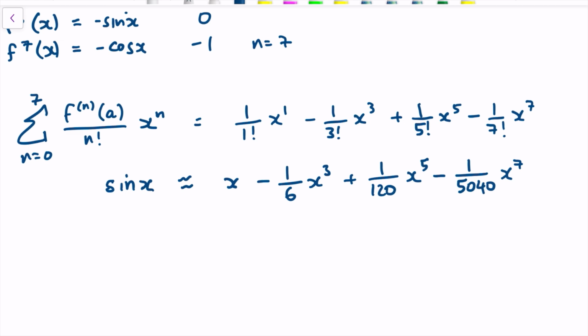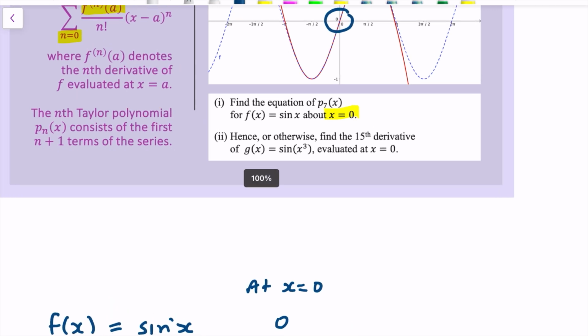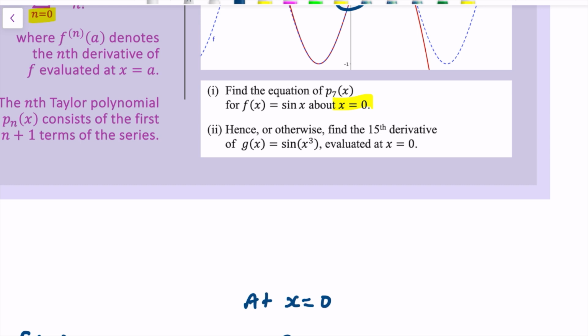And then the second question asks us to find the 15th derivative of sine of x cubed, evaluated at x equals 0. We've got to find this link, or otherwise basically is suggesting you differentiate the thing 15 times. Good luck. The first derivative is easy, it's chain rule, then you're going to need product rule, and then it's just going to blow up. So we're going with the hence option, as you most likely do in exams.